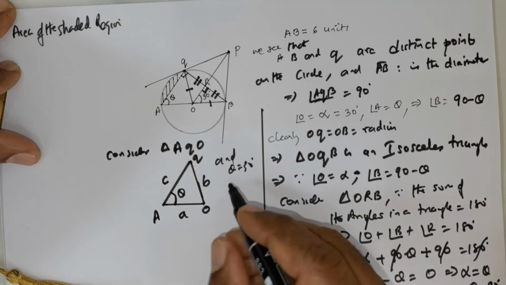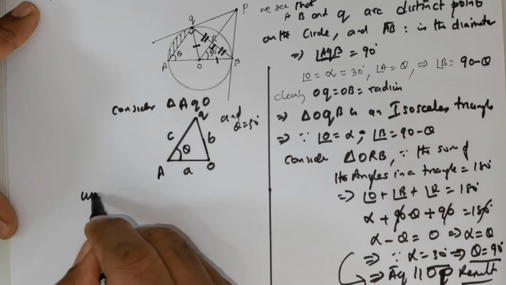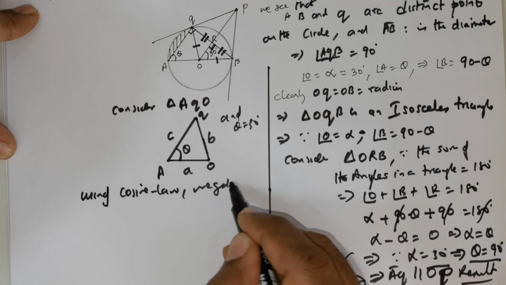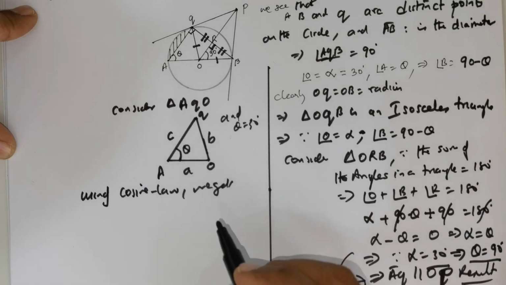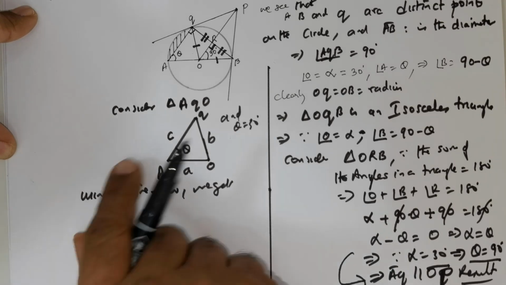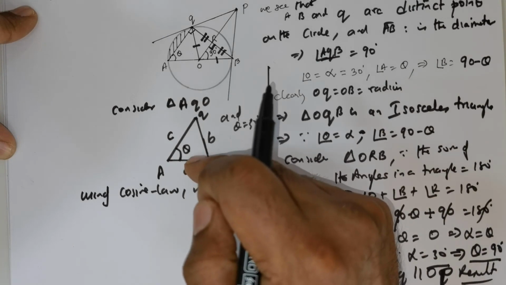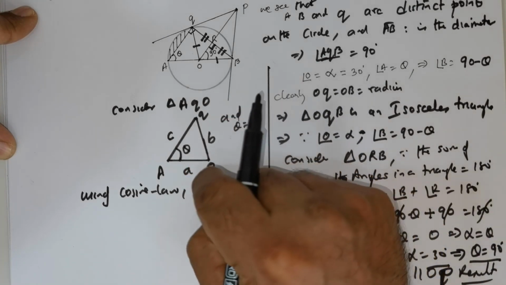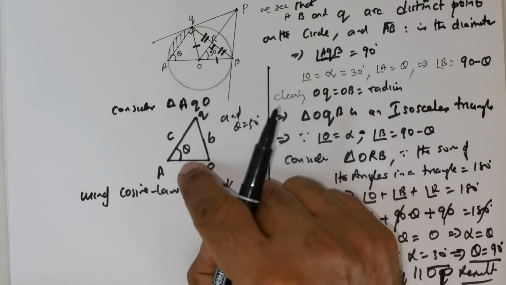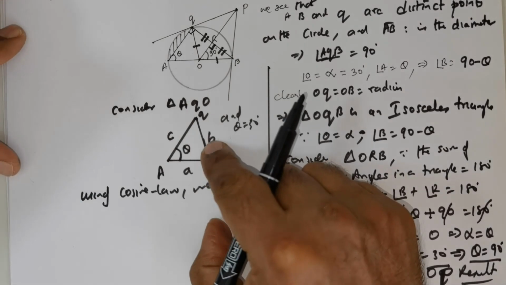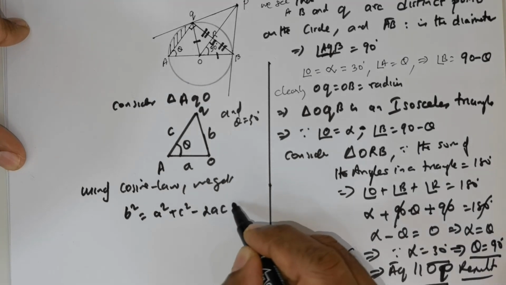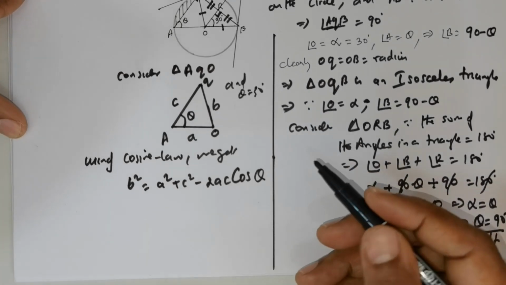Theta is 30 degrees. Okay, now I'm going to use cosine law. You can say it as cosine law or cosine rule. So what do we get? I'm going to start with this particular side. If I start with this particular side, I will have to include this angle, which is not wise. So what I will do, I will start with this. So B squared is equal to A squared plus C squared minus 2 times A times C times cos of the angle between them, theta. So that is a good way.